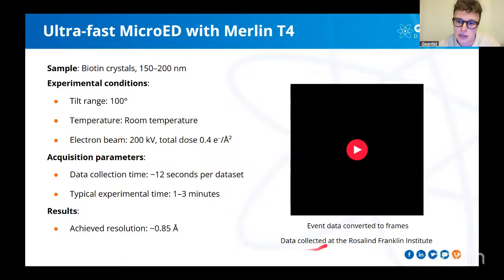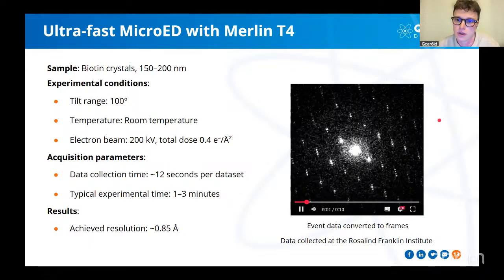The data I'm going to show you was collected at the Rosalind Franklin Institute in the United Kingdom. We worked on biotin crystals with a tilt range of 100 degrees at room temperature, 200 keV beam, and 0.4 electrons per angstrom squared. The entire data set was collected in 12 seconds, and we achieved a resolution of approximately 0.85 angstroms.